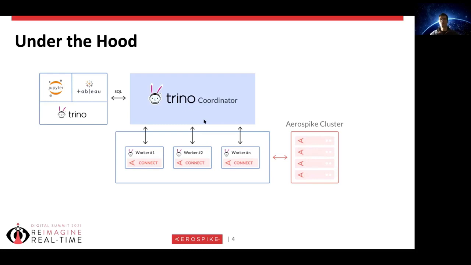Coordinators communicate with workers and clients using a REST API, and the connection can be secured via the server configuration. So here from the left, we can see the multiple types of clients that can communicate with Trino. We can see Jupyter, Tableau, and the Trino CLI client.